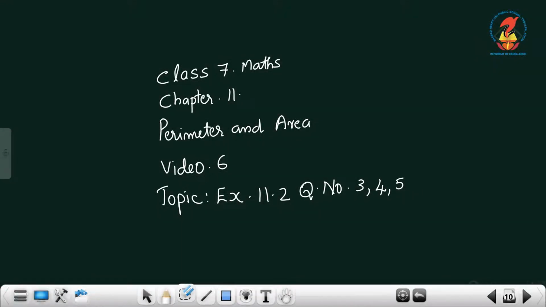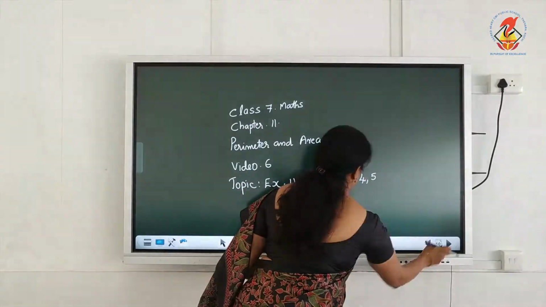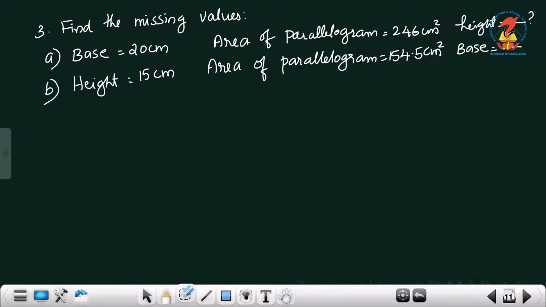Next topic, exercise 11.2, questions 3, 4, 5. Find the missing values. Base 20 centimeter, area of parallelogram 246 centimeter square. What is its height? Okay, height not given. Next one, height equal to 15 centimeter, area of parallelogram 154.5 centimeter square. We have to calculate base.